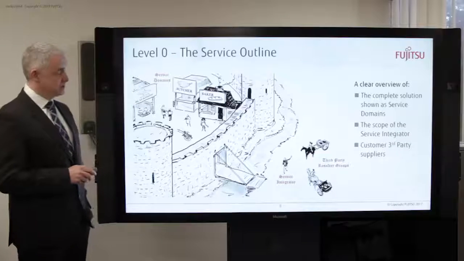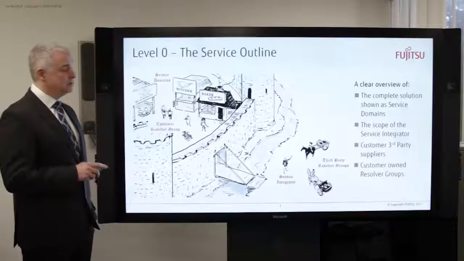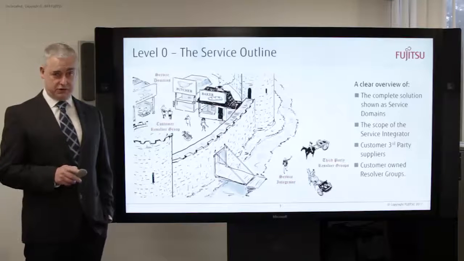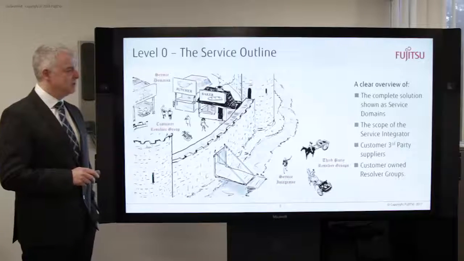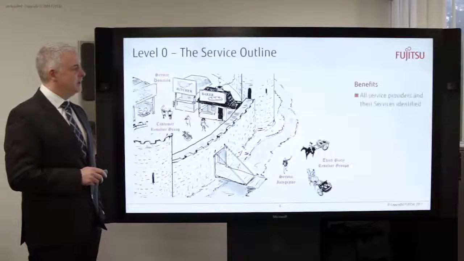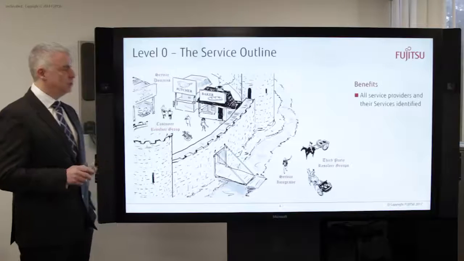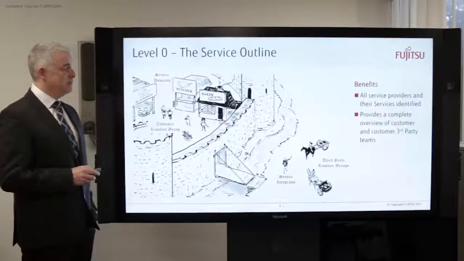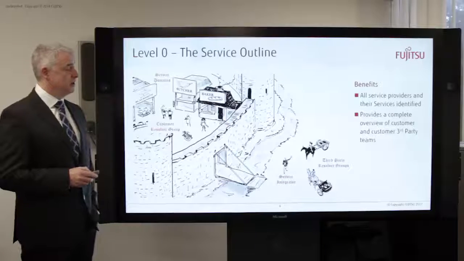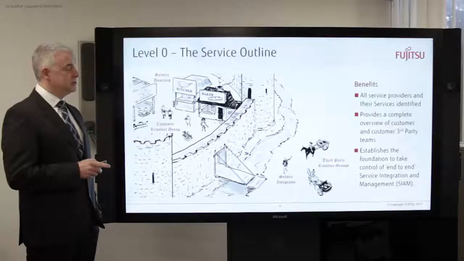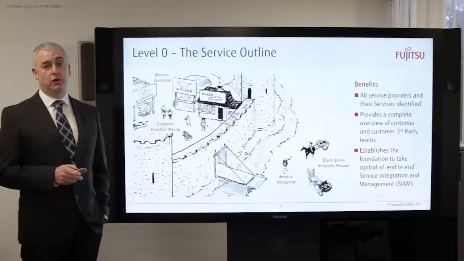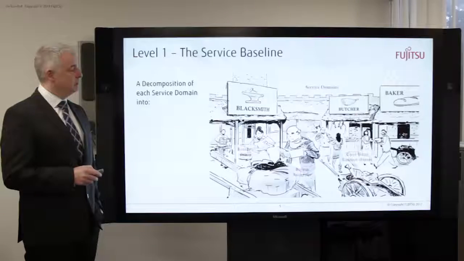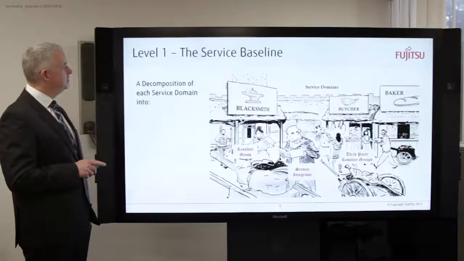It allows us to capture the customer third-party suppliers, but it also identifies all of the groups within the customer's own organisation that are responsible for service delivery. And that's something we don't tend to do very well within Fujitsu. And the benefit of that is we are able to identify all service providers and the services that they provide. We're able to produce a complete overview for the customer and the customer third-party teams. But again, it establishes the foundation of taking control over the delivery of service, if you like, a true SIAM framework.